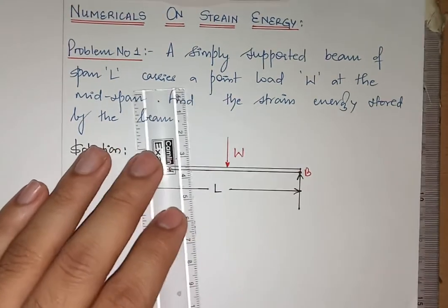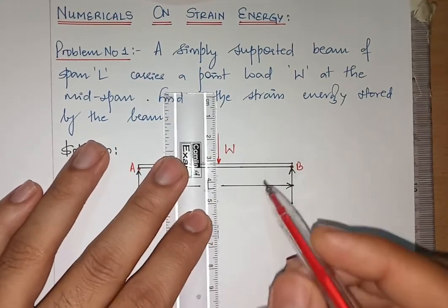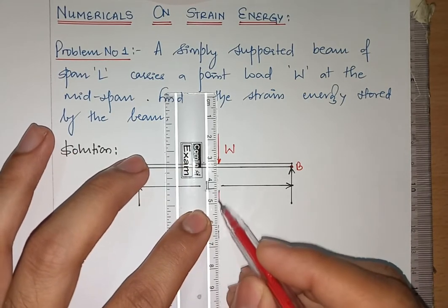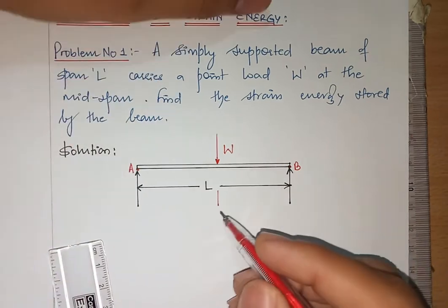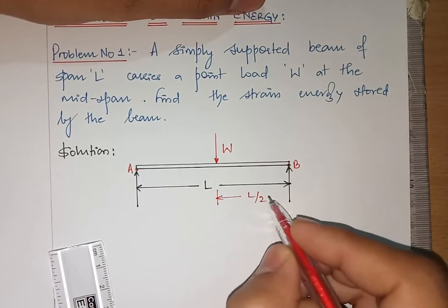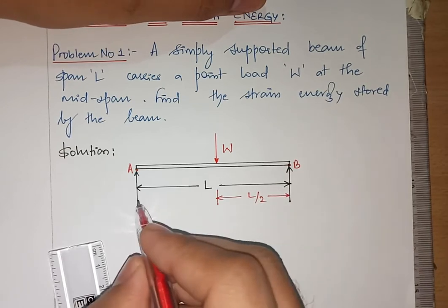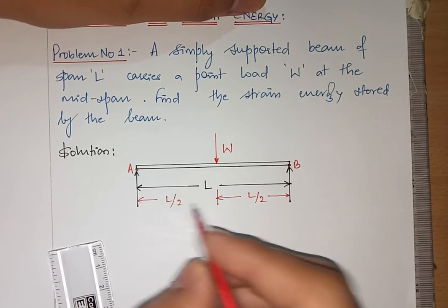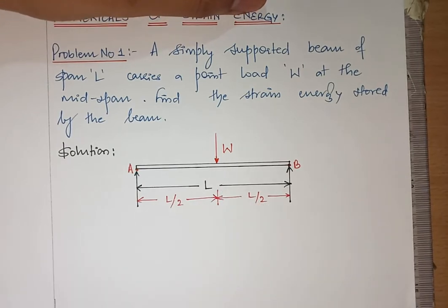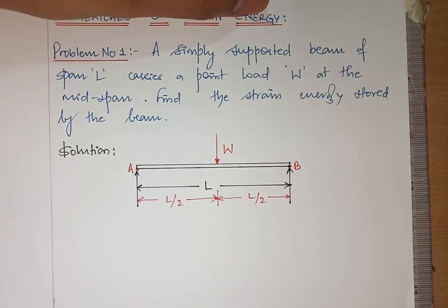Let me mark these distances. Here in this case this will be L by 2 on either side. This will be L by 2, and on the other side also it will be L by 2. Why? Because this is exactly at the 50% or the midspan.